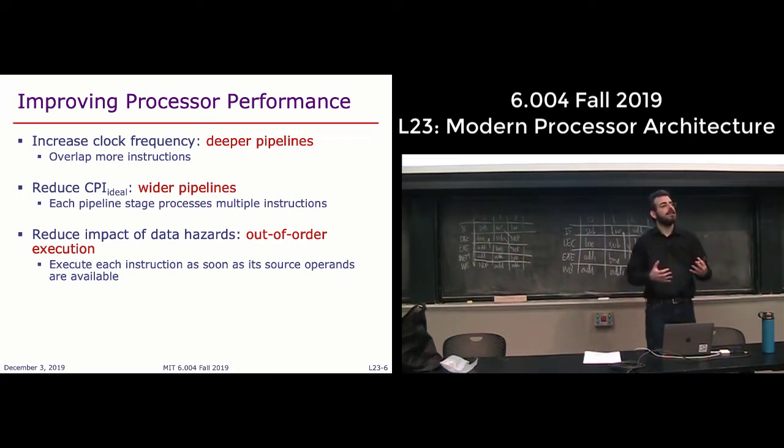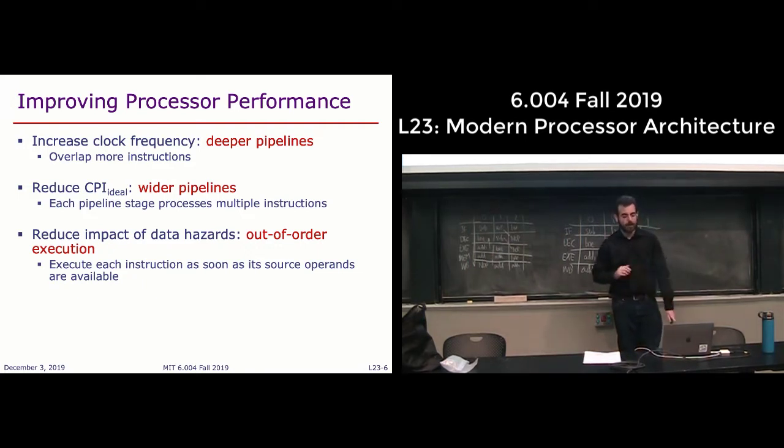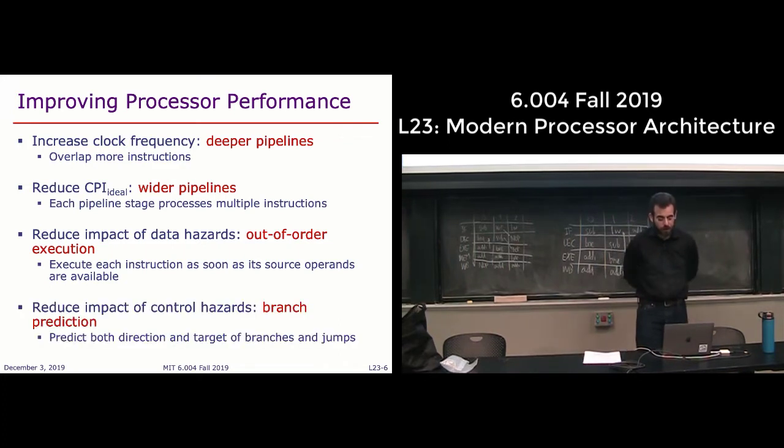And then there are two things when you build these very complex pipelines that you need to start doing in order to not be completely dominated by hazards. The first one is out-of-order execution, which we won't spend a lot of time talking about. It's very important, but it's not something that's going to help you in the design project.